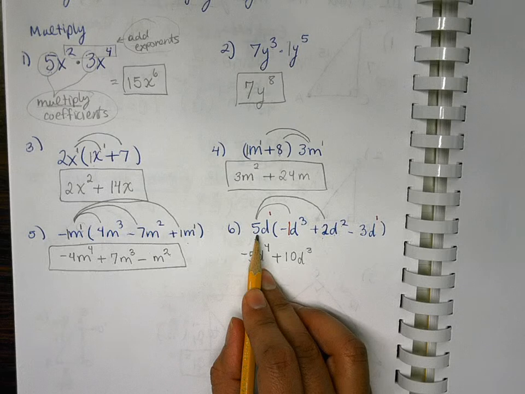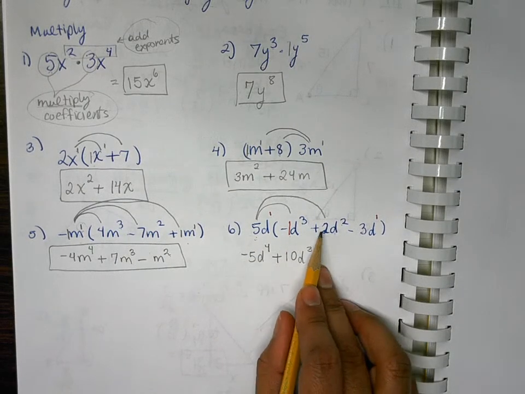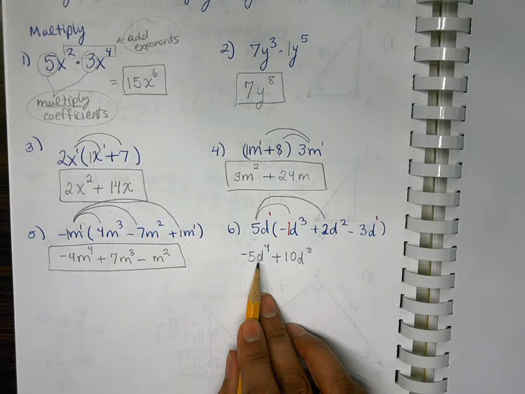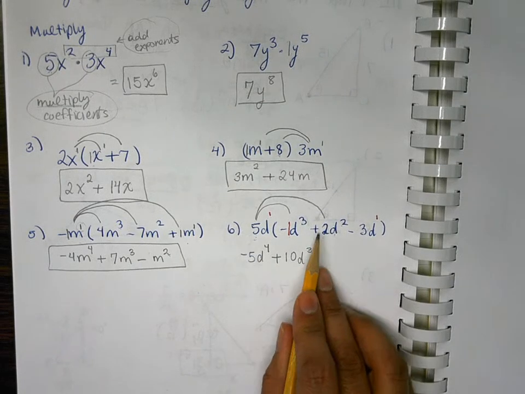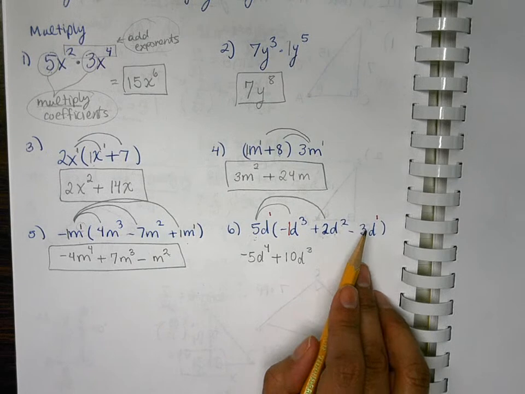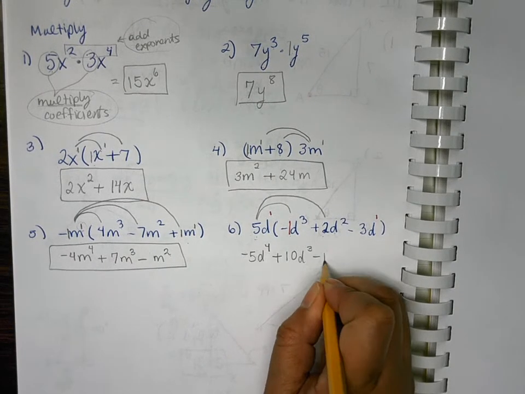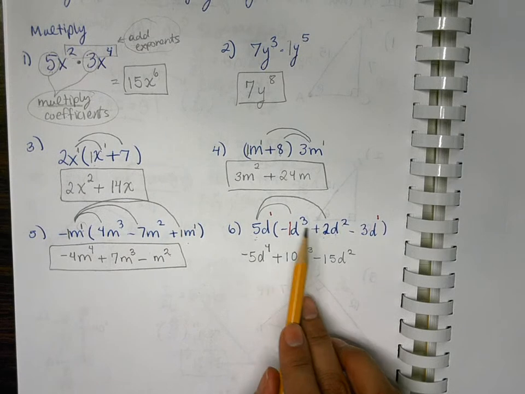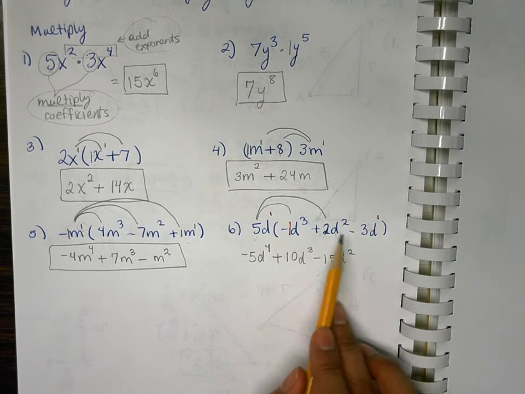The one on the outside and this one on the inside. So what am I doing? I'm taking the 5D and hitting it to each term individually. Do you guys see that? The 5D goes to the first term and becomes this. The 5D goes to the second term and becomes this. The 5D goes to the third term and becomes what? Negative 15 D to the second.